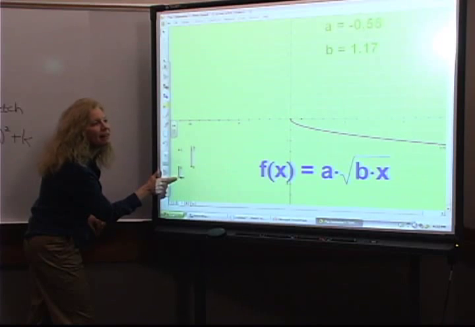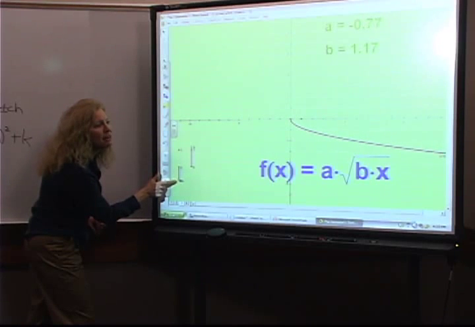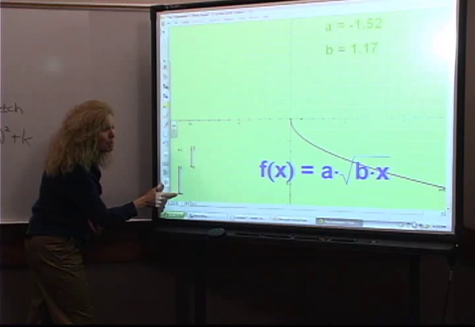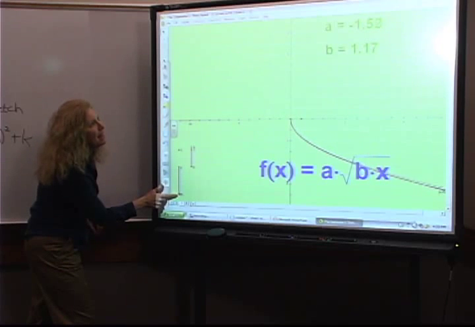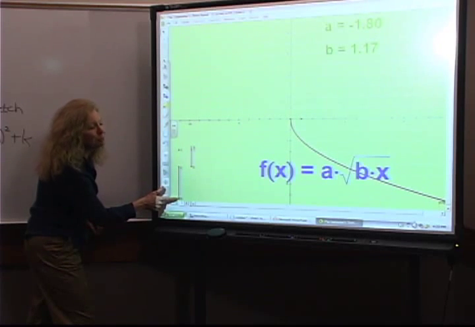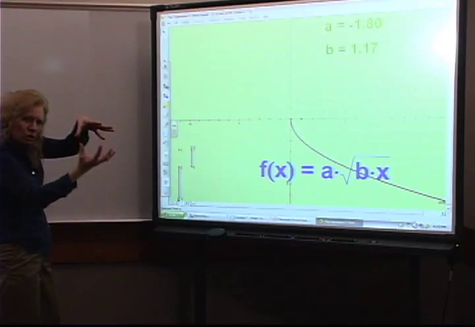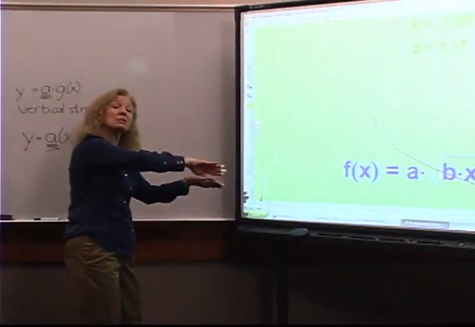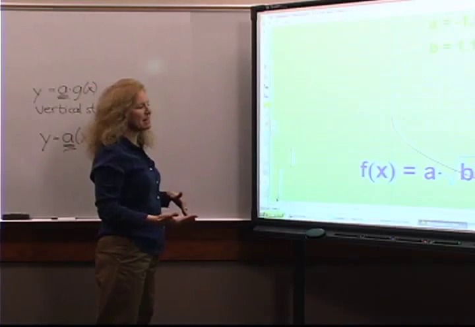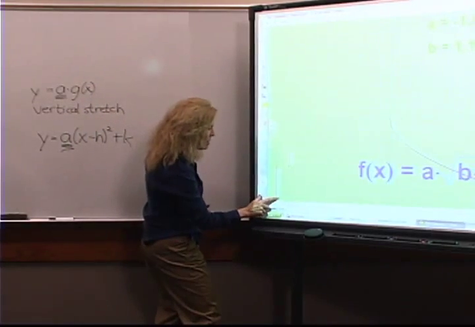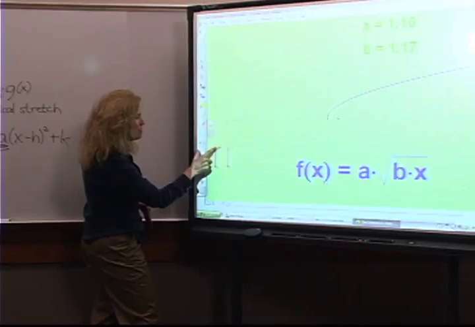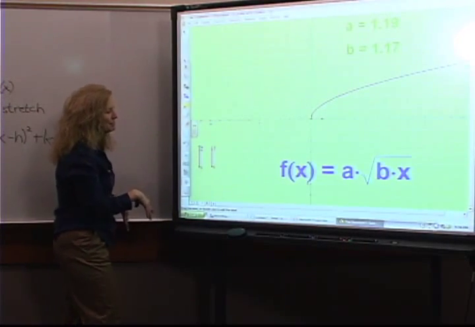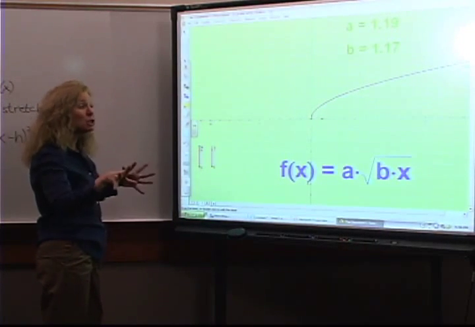Flipped right over that axis, right? And as a becomes more negative, just about to -2, that did a vertical stretch away from the axis, but because it was negative, it flipped down as well. Okay, just to make us all feel better, we'll put it back up where it kind of belongs. Now let's look at the b.